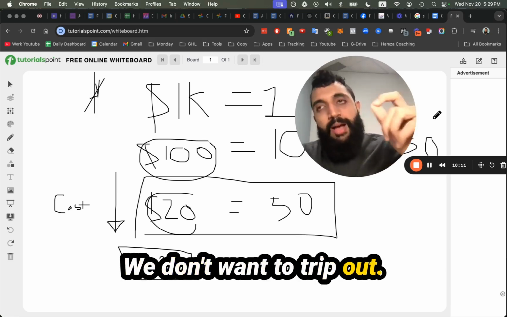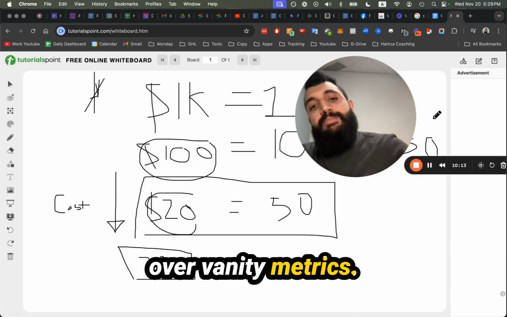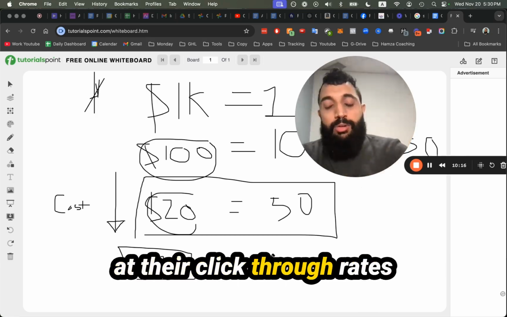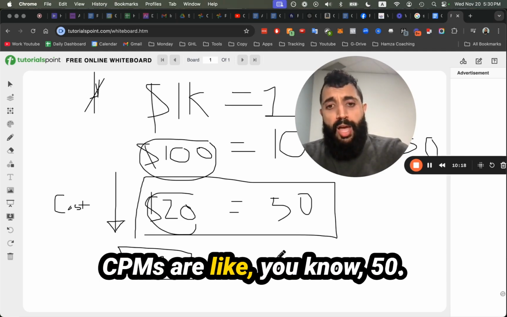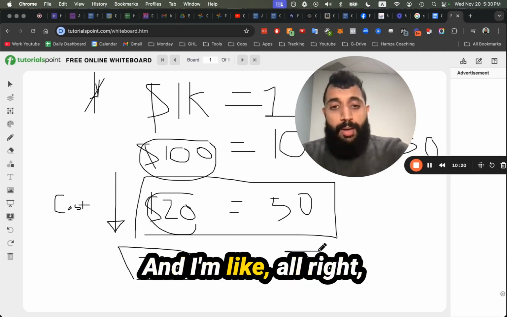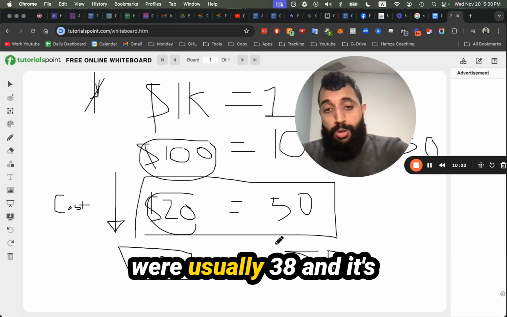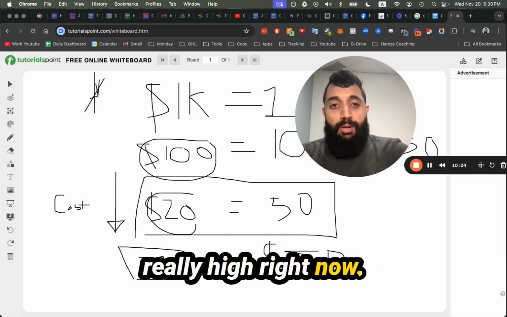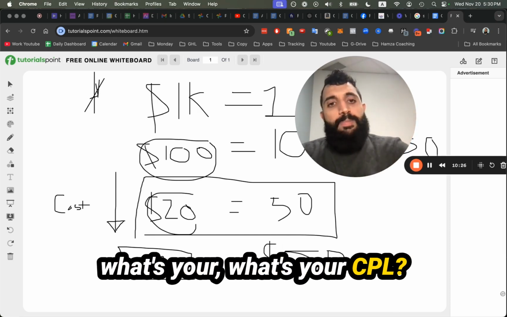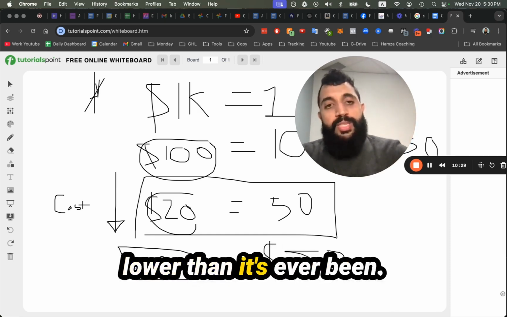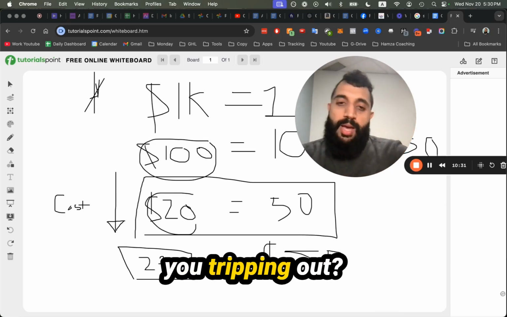We don't want to trip out over vanity metrics. I see a lot of people looking at their click-through rates or their CPMs and saying, oh, CPMs are at like $50. And I'm like, all right, what were they before? They're like, oh, CPMs were usually $38 and it's really high right now. And it's like, okay, well, but what's your CPL? They're like, oh, it's lower than it's ever been. Okay, so then why are you tripping out?